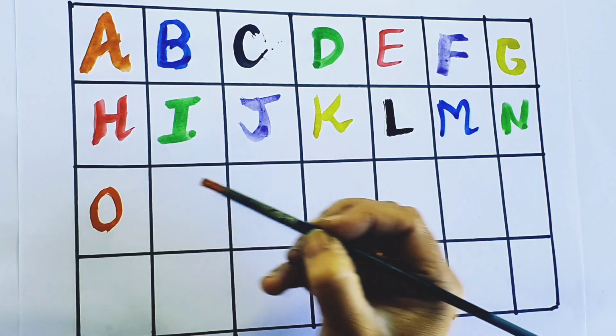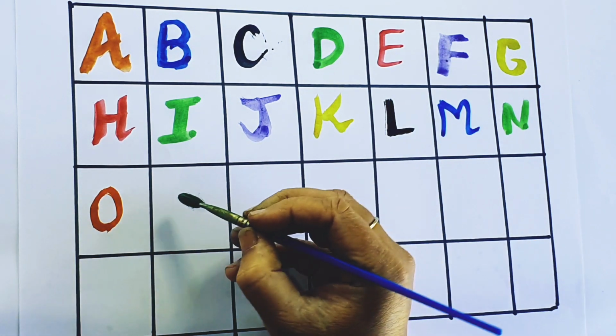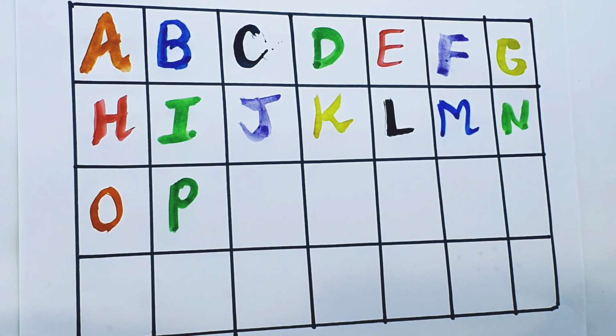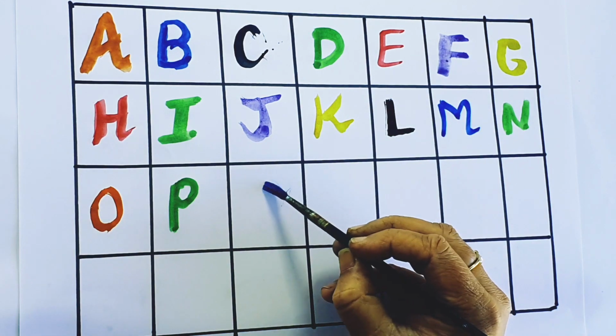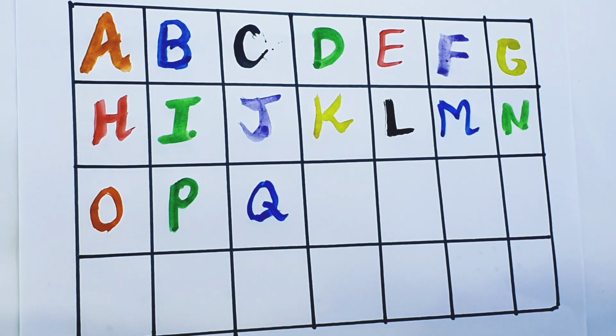O. Orange color. O for orange. O for owl. Green color. P. P for piano. P for papaya. Blue color. Q. Q for queen. Q for quilt. Black color.